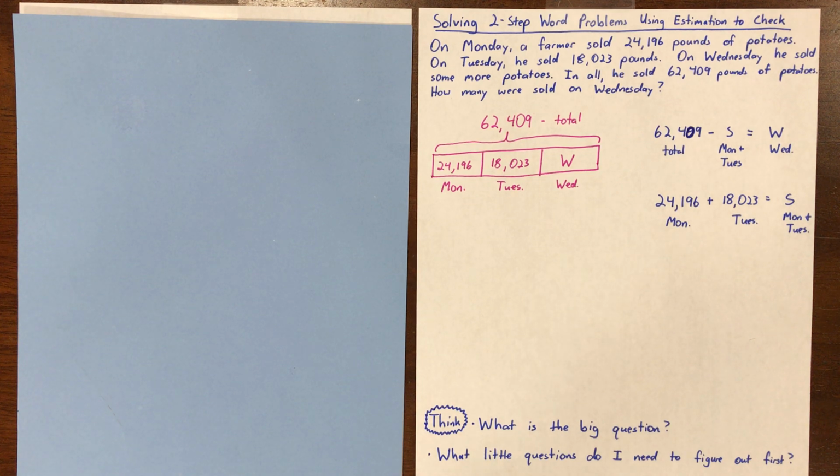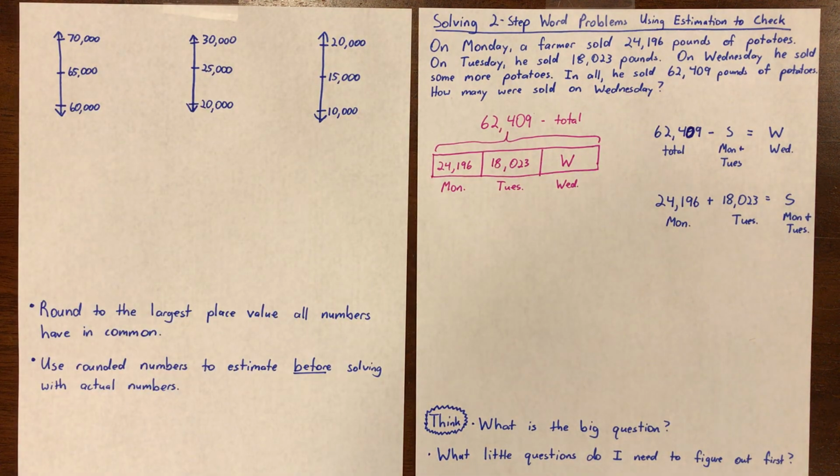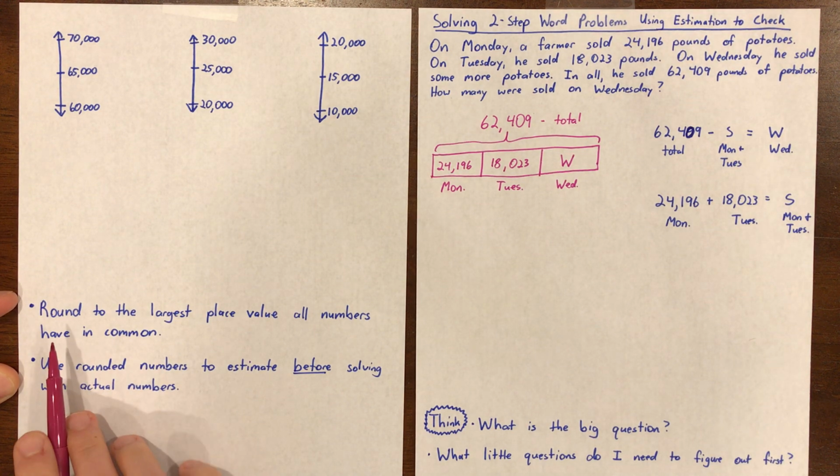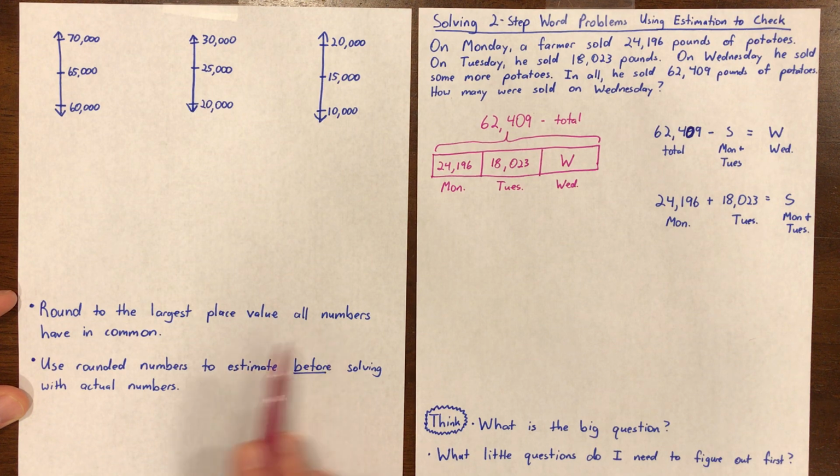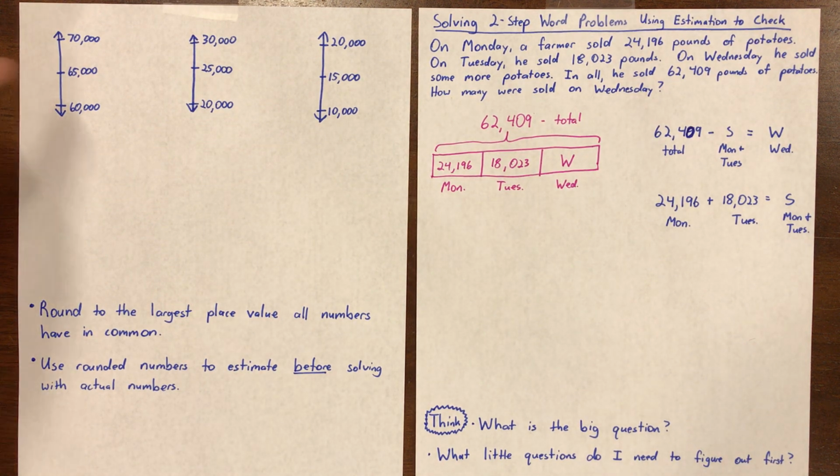So to help us in the introduction, I made these number lines that we would need to help us with our estimating. I also captured the 2 key points we just talked about. Read them with me. Go ahead. Round to the largest place value all numbers have in common, and use rounded numbers to estimate before solving with actual numbers. All right, let's use these number lines to help us round real quick.